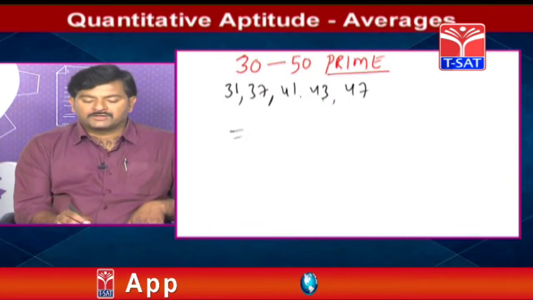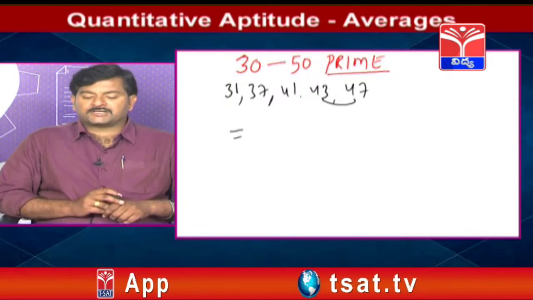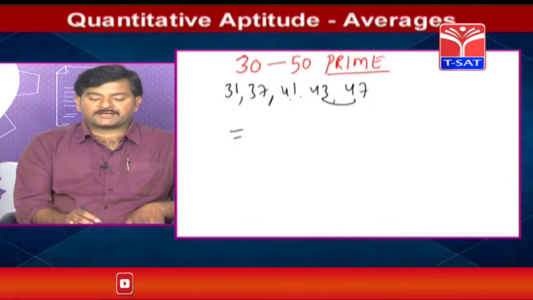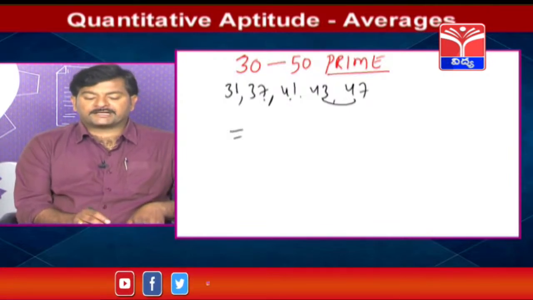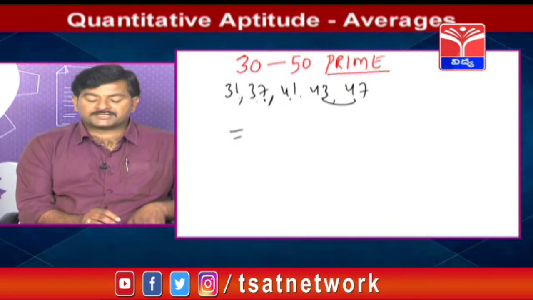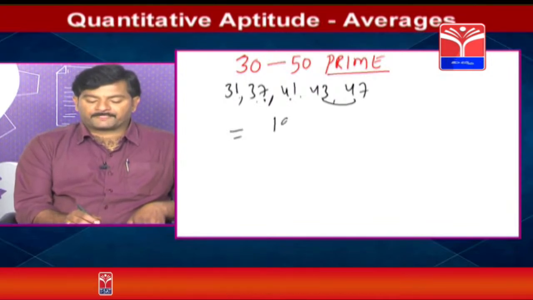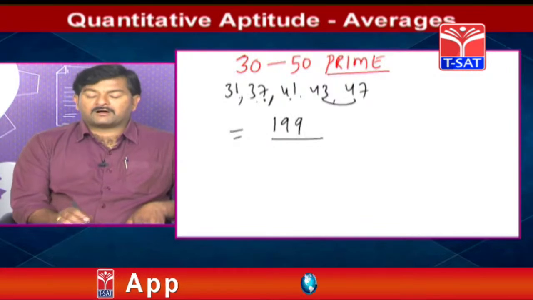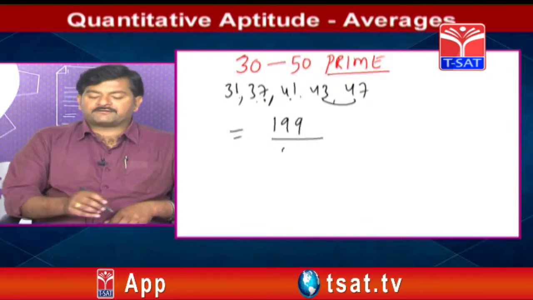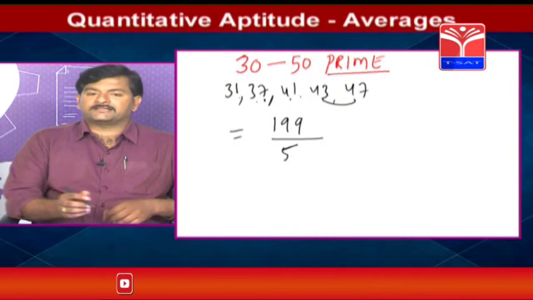So now what will you do? 43 plus 37, clearly 80. So 80 plus 41 is 121, 128, 158, 159, 199. I hope you got it, the sum of the prime numbers is 199. In total how many do we have? 5.